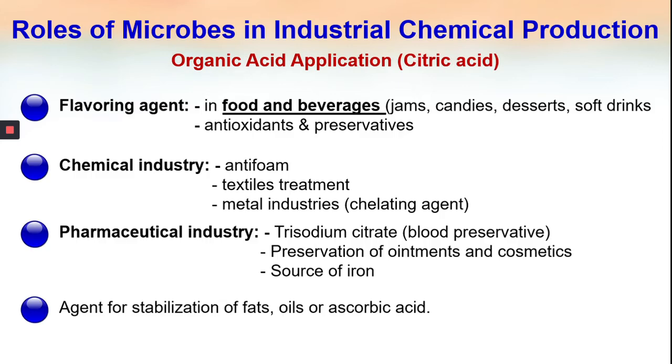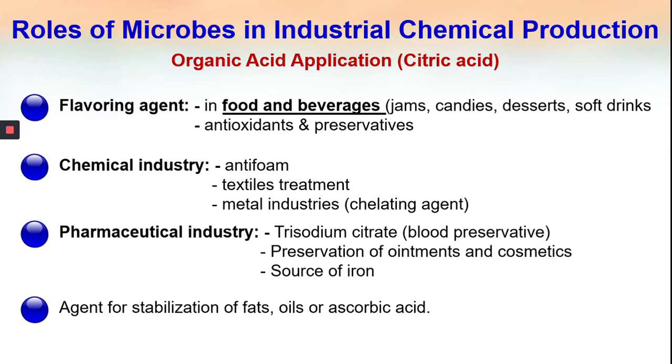Okay, where is the organic acid applied? In this case, we are going to see the application of citric acid. Citric acid is widely used in the food industry as a flavoring agent to give the sour taste to your drinks or your food. So if you have a food or drink that has a lemony or sourish taste, more commonly the taste comes from the citric acid.